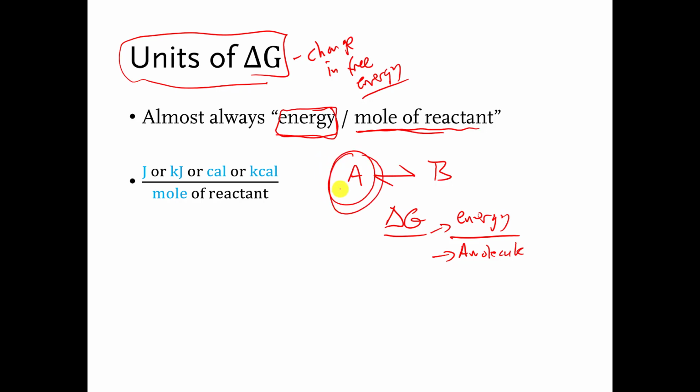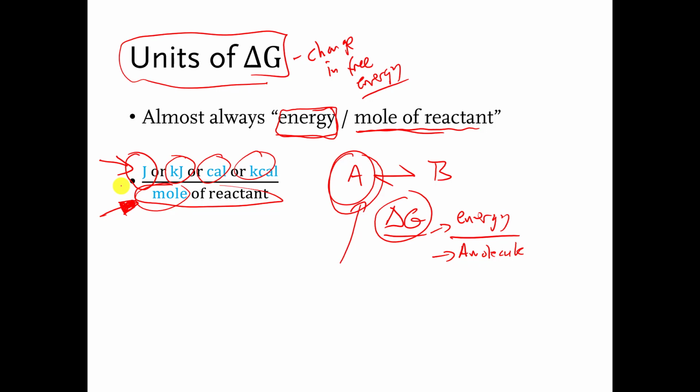Usually it's written as per mole of reactant. So if I showed you the delta G for this pretend reaction, it might be joules per mole, or it might be kilojoules per mole, or calories or kilocalories. It'll be some energy unit, usually divided by per mole of stuff that you have in your reaction. So this is just to get you accustomed to the units that you're going to see.